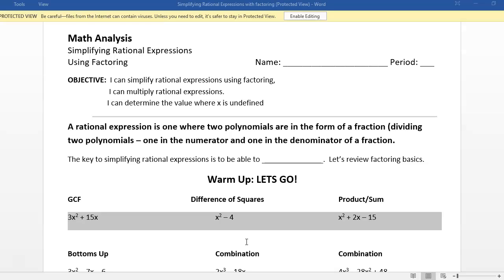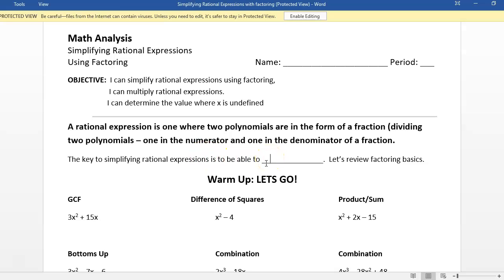Well, now we'll notice that we have a binomial or a trinomial in the numerator and denominator of a rational expression. We cannot use our exponent rules. We have to factor first, okay? We got to factor and then we're going to cancel common factors. So the key to simplifying rational expressions is that we need to be able to factor. That is the key. So let's take a second and go over our different factor patterns.